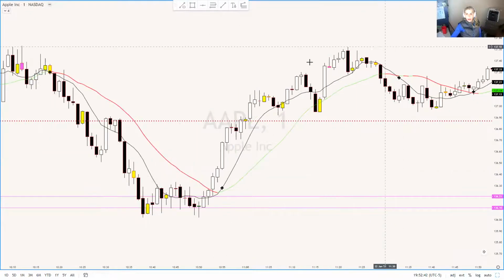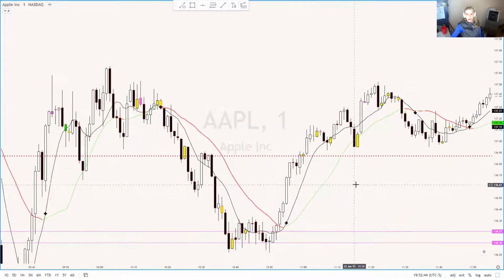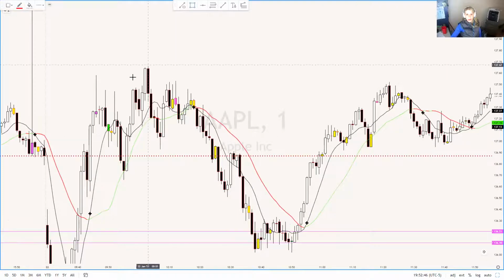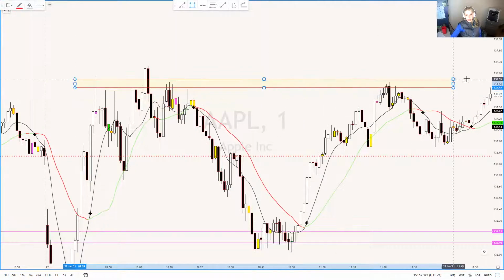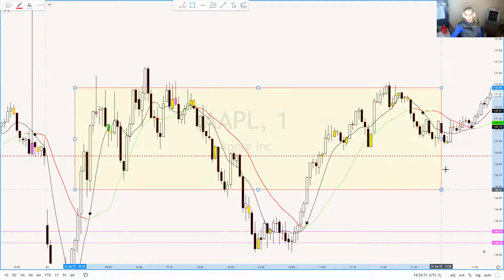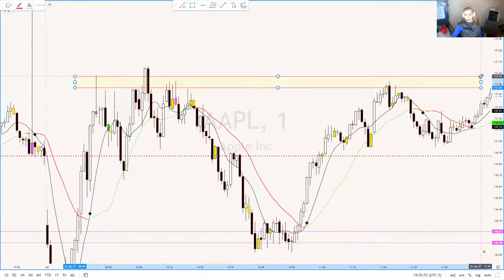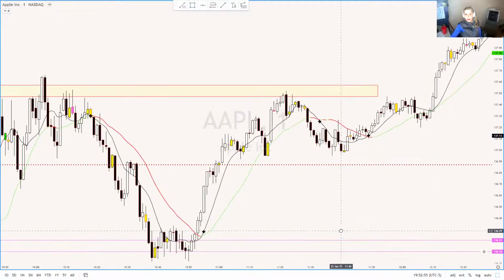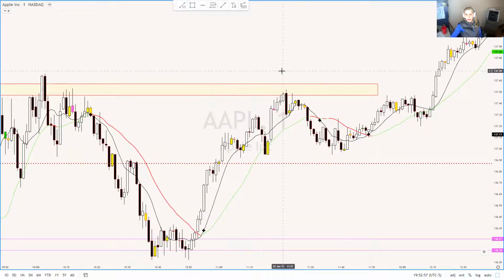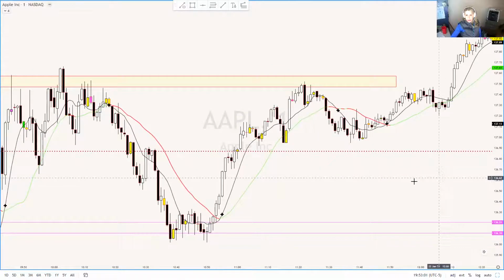So how do I know what my target is? Well, I'm going to look left and I'm going to draw an area like this. And hope it stays. And that's my magnitude on this particular trade. This is looking at the 1 minute time frame.